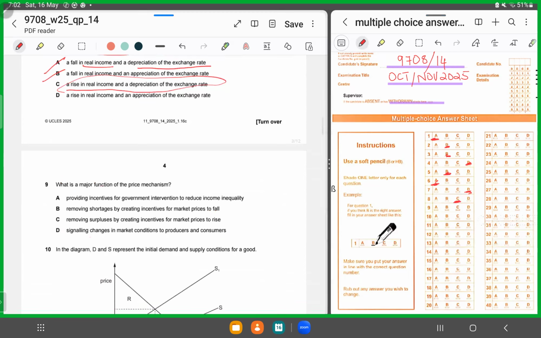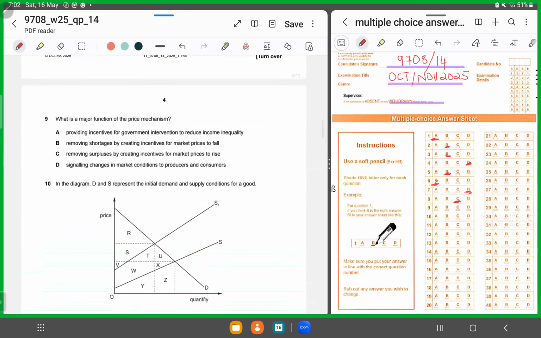Moving forward, MCQ number 9. What is a major function of the price mechanism? We all know the price mechanism signals to producers and consumers what is in demand, right? It acts as a signal: what to produce, how to produce, for whom to produce, right? It helps determine the equilibrium. So we know it signals the changes in the market conditions, both to the consumers and the producers. It helps determine the equilibrium price. So for 9, we'll shade in D as our correct answer.